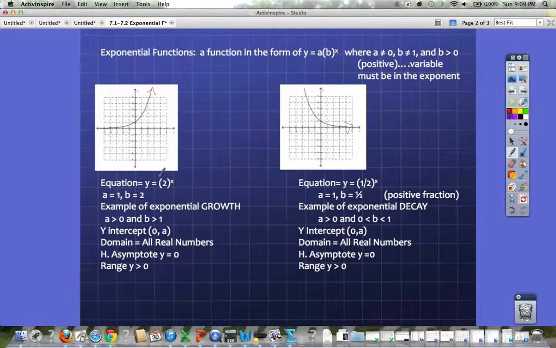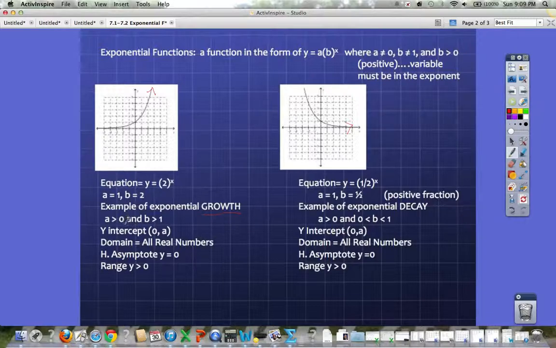But anyway, this is an equation. Y is equal to 2 raised to the x power. In this instance, a is 1 because it's understood to be a 1 in front of that 2. B is 2. This one is, of course, an exponential growth as it is going from left to right and going up. A has to be bigger than 0 and B has to be bigger than 1. Okay, so it cannot be anything less than 1 right here.